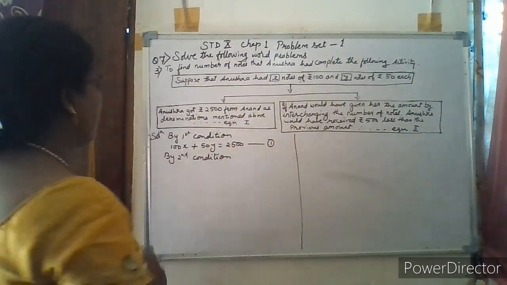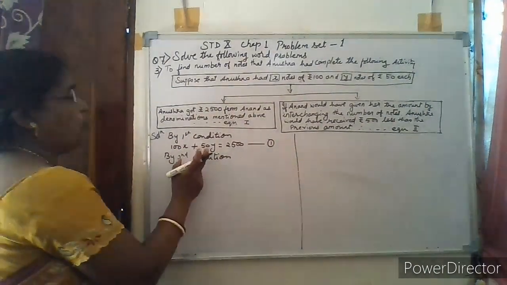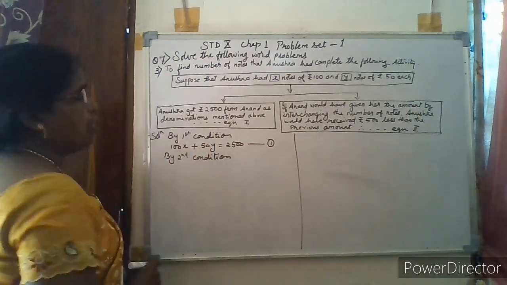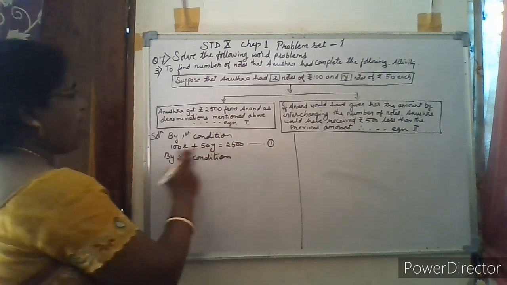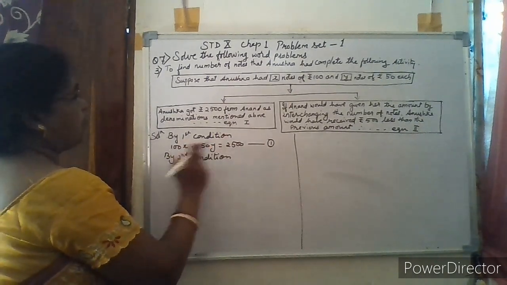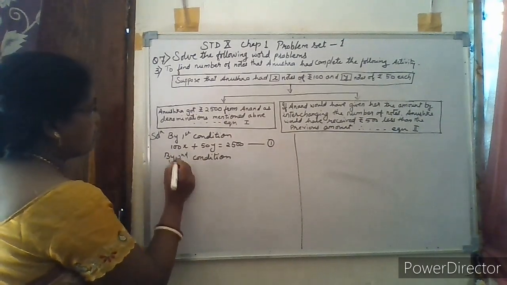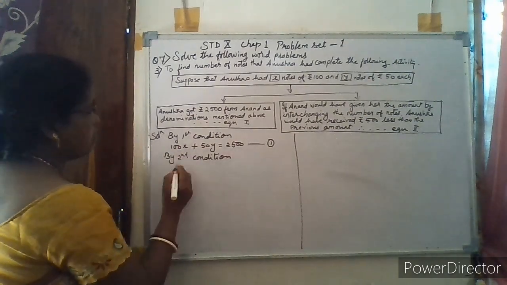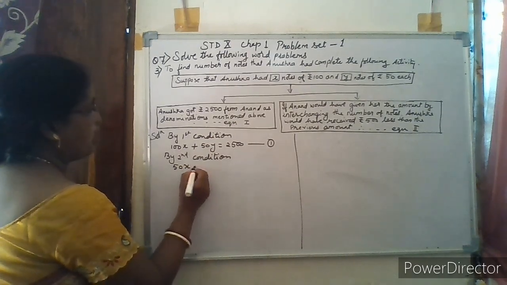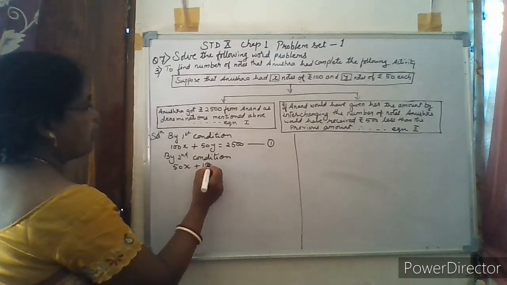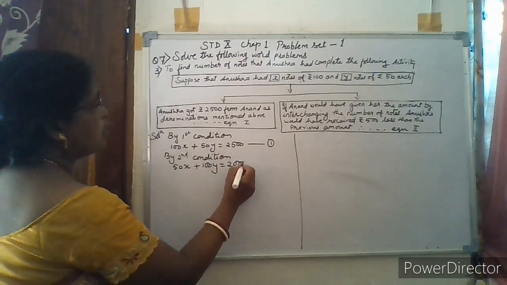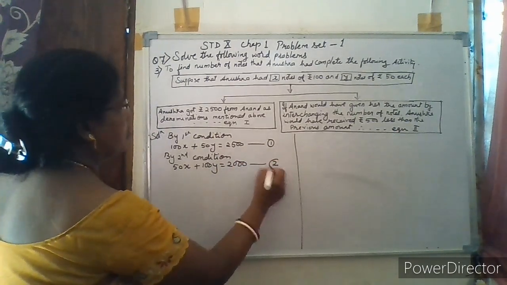So by the second condition, only the x and y place will interchange. So algebraically, alphabetically it will be x, but the coefficients we can change. So she is going to get 50x plus 100y is equal to total 2000 rupees she has got.